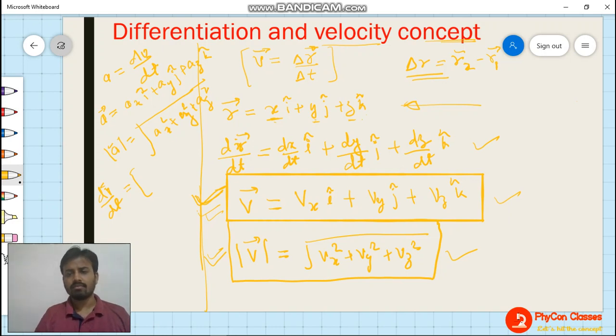Okay. So this was a small concept that I wanted to discuss. If any kind of question is coming from this, that is r is equal to something i cap plus something j cap plus something k cap, then you can follow this formula. So step by step you can follow and you can get the answer.